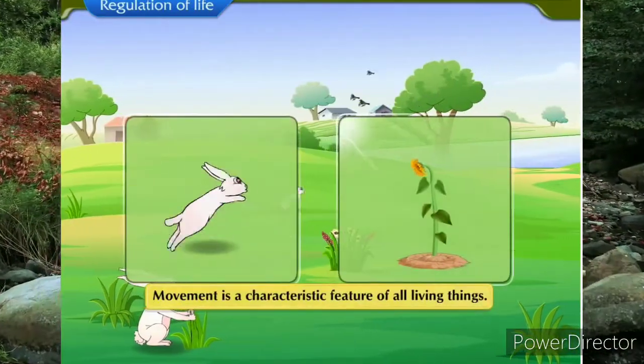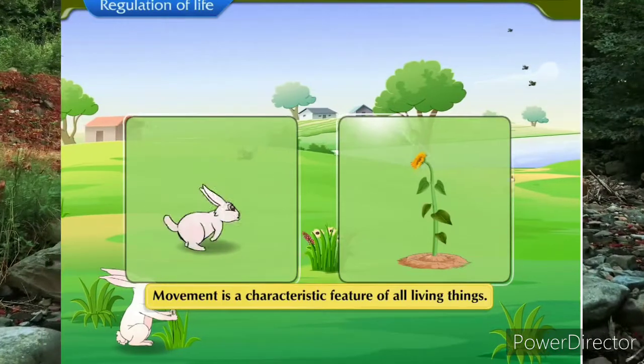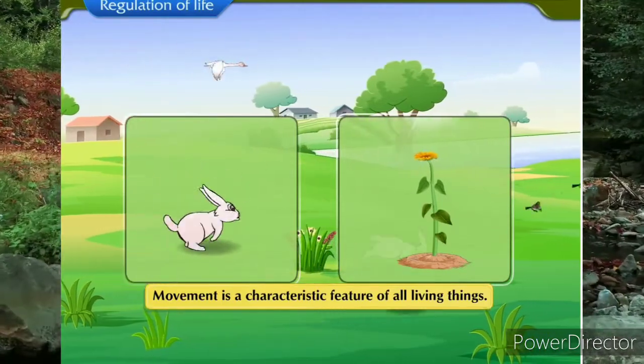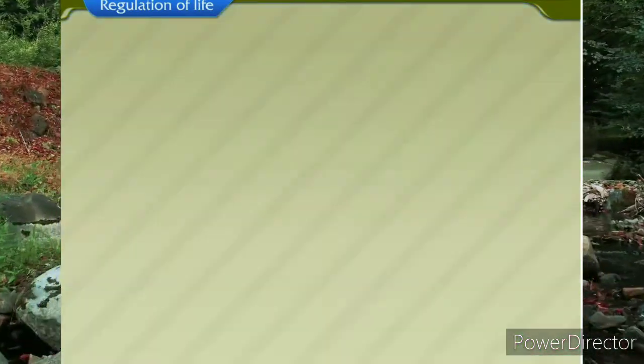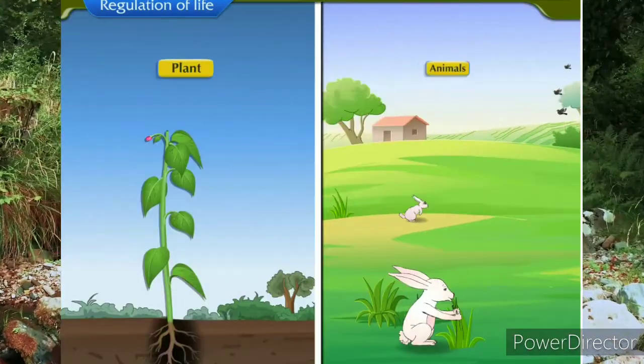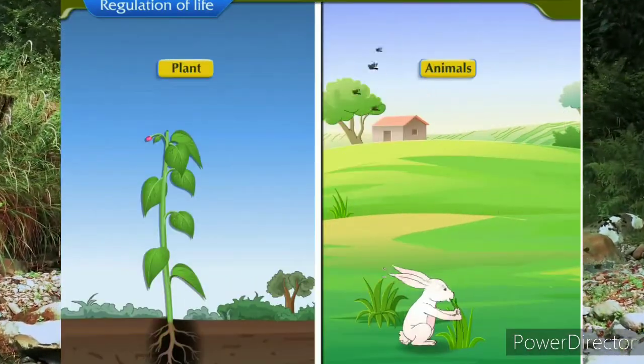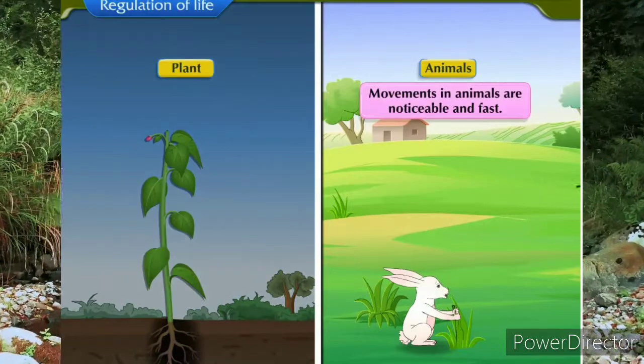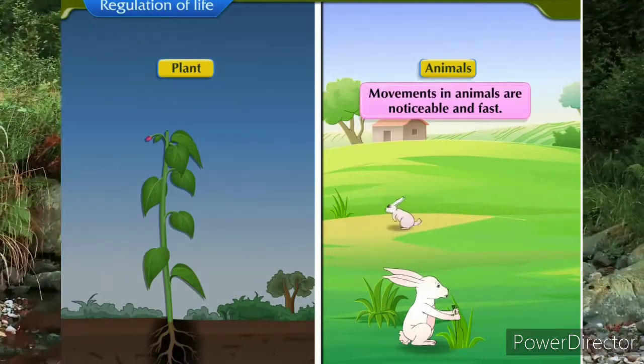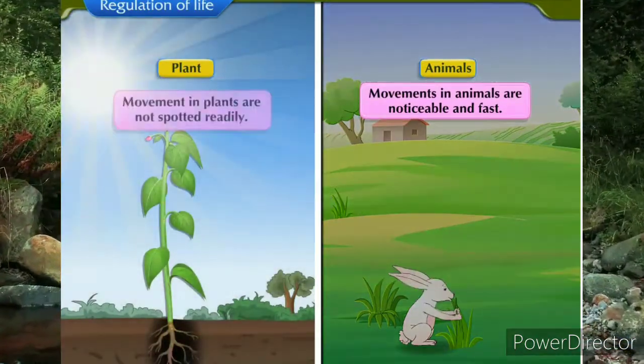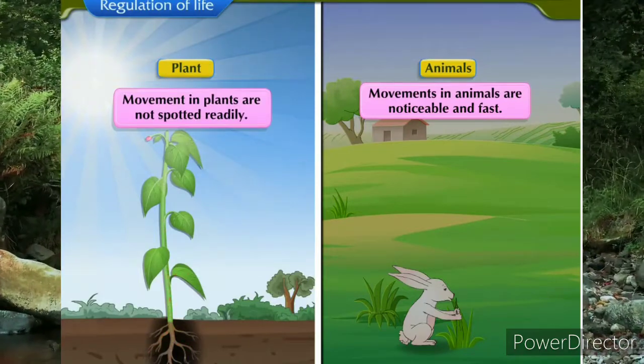Movement is a characteristic feature of all living things. Both plants and animals show movement, but movements in animals are noticeable and fast, whereas in plants, the movement is not spotted readily.